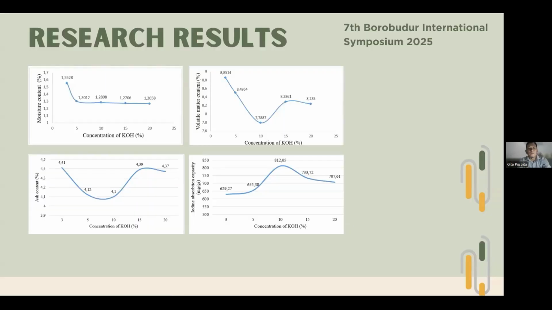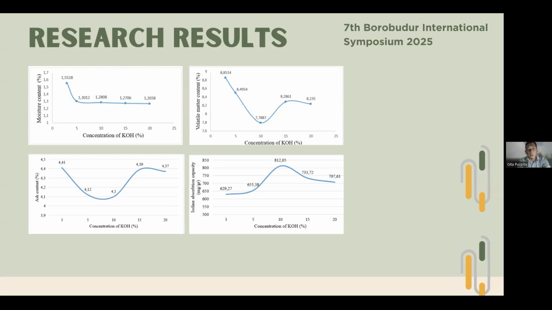Thank you very much, Gita. Now, let's move on to the research results. As you can see from the graphics, the moisture content analysis determines the percentage of water in activated carbon. The presence of water in activated carbon is related to the charcoal's hygroscopic nature. This extremely hygroscopic feature is what makes activated carbon useful as an adsorbent. The lower the water content, the less water remains to coat the pores of activated carbon.